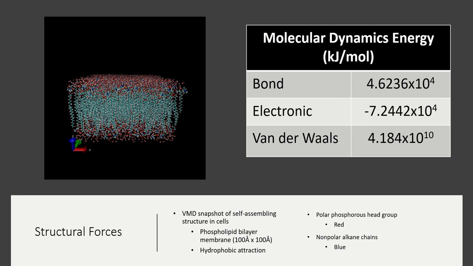Using the molecular dynamics software NAMD, the bond, electronic, and van der Waals energies were calculated. The bonding energy is around 46,000 kilojoules per mole. The electronic energy is negative 72,000 kilojoules per mole. However, the hydrophobic attraction found in this 100 by 100 angstrom membrane is an extreme, nearly 42 billion kilojoules per mole. This energy table addresses the main problem brought forth at the beginning of this presentation.